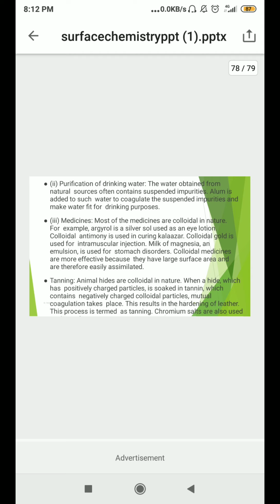Okay, second one is medicine. There are formations of argyrols like silver sol used as an eye lotion, and it is also used for curing kala azar. Milk of magnesia, an emulsion, is also used for stomach disorders.